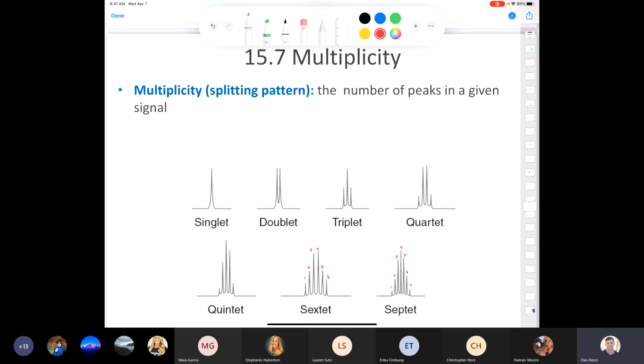Next, we looked at integration. All that tells us about is the number of protons that are represented by each signal. But now multiplicity, this is where it gets really interesting, because now we're going to get information about the way the molecule is connected together. It's not going to just spit it out for us like, here's the answer. It's going to give us clues as to how the molecule is connected together. And then we're going to have to put them all together.